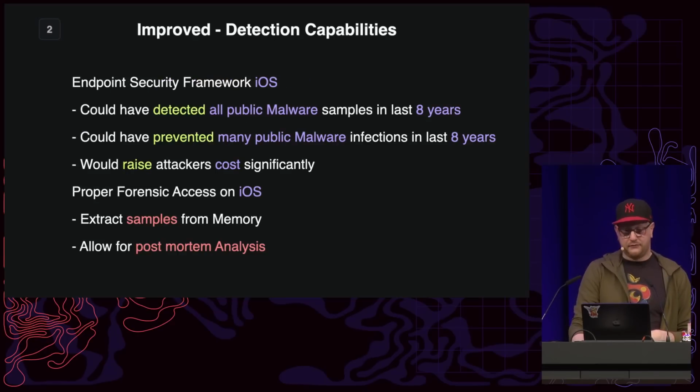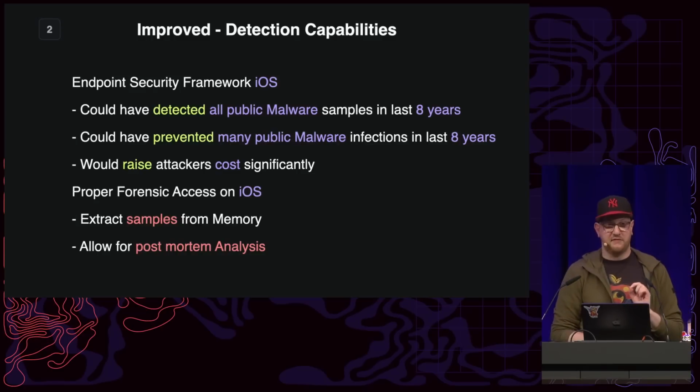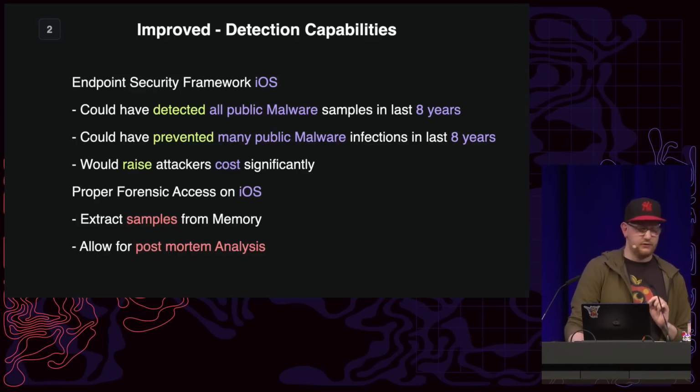I would absolutely love to see improved detection capabilities, and getting an endpoint security framework on iOS could go a long way. If we would get just access to a running process list on iOS, we could have detected all public malware samples in the last 8 years, and we could have prevented a lot of public malware infections in the last 8 years. And it would raise attackers' cost significantly. I know this is a topic where there's lots of debate going on, but I do think it would go a long way.